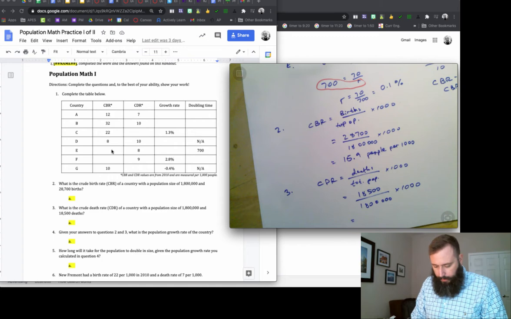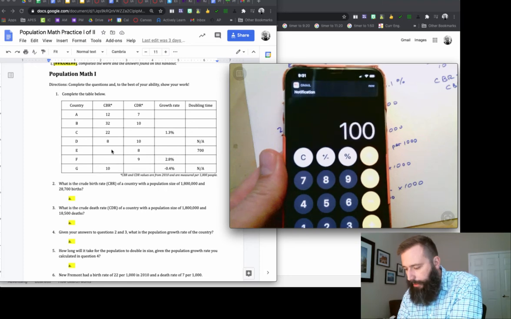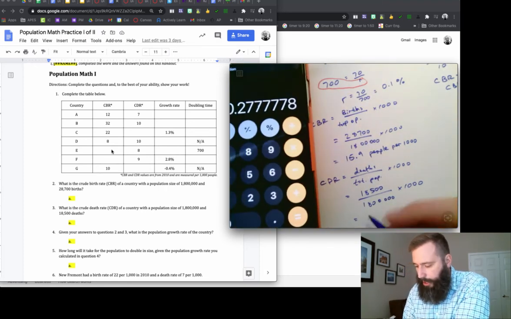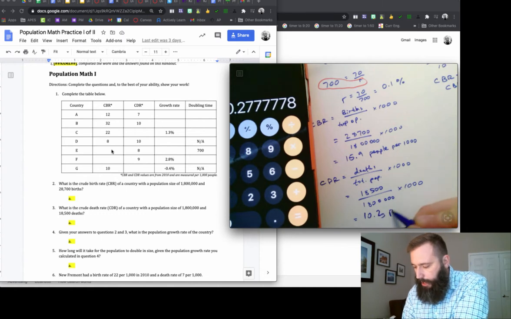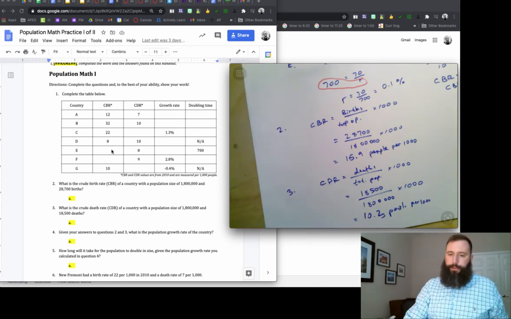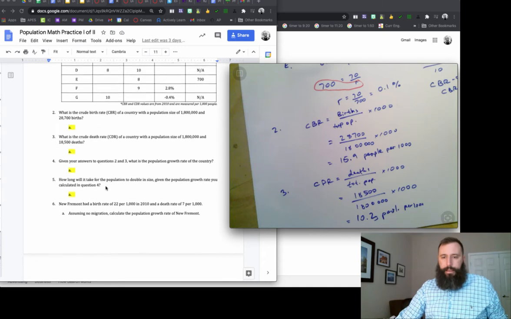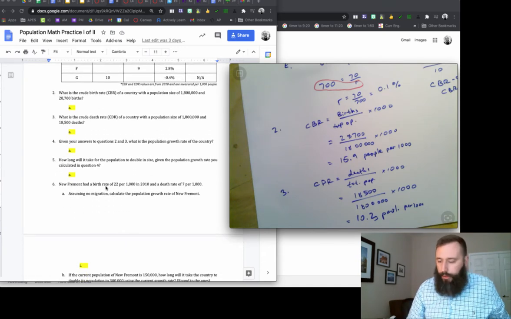18,500 divided by... That doesn't look like a good answer. Multiply it by 1,000 and we standardize the answer. 10.3 people per 1,000. All right, nice and simple. We're moving on to question 4. Given your answers to 2 and 3, oh, this is a good one.